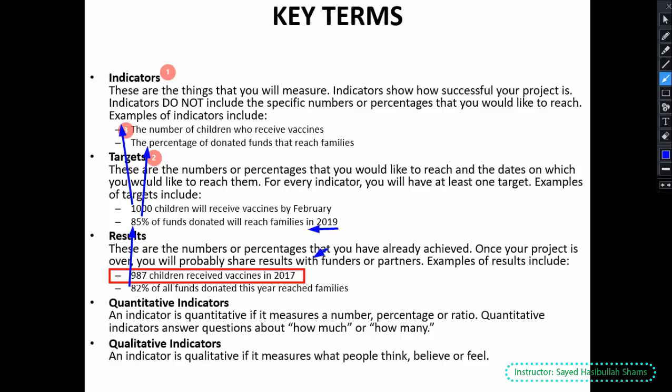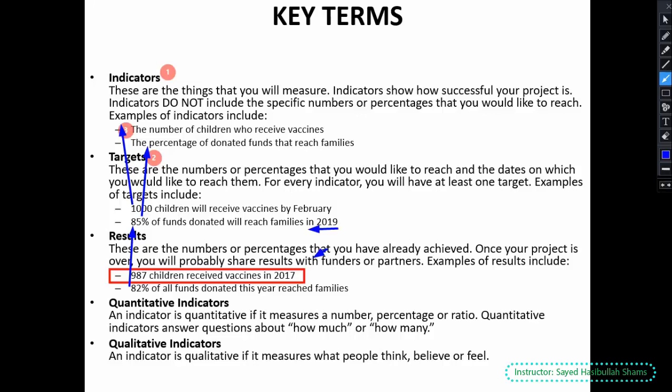So result is the number or percentage that we achieved at the end of the project, or at the specific time that we had set for our indicators and for our target, for example.